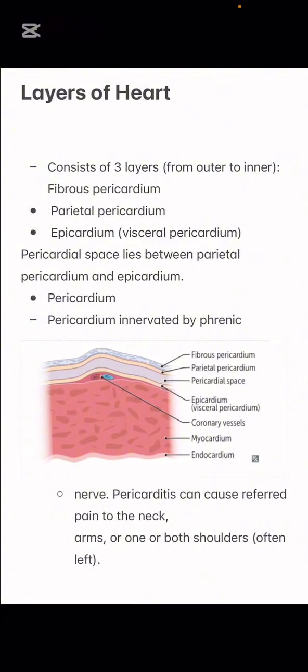Pericardium is innervated by the phrenic nerve, and pericarditis can cause referred pain to the neck, arms, or both shoulders, often left. So this is all about the layers of the heart.